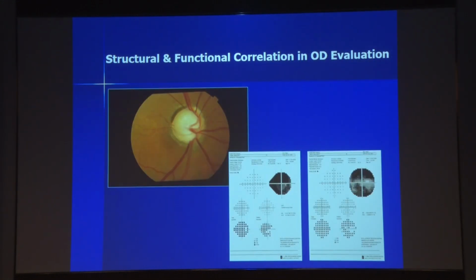If you see this disc here, near total cupping, it manifests as a total suppression of sensitivity in the visual field. In such cases, do a central 10-2 program for follow-up for these patients.